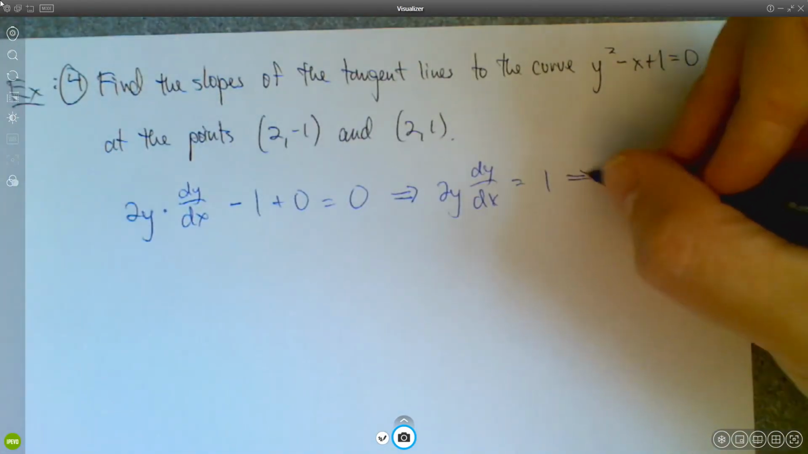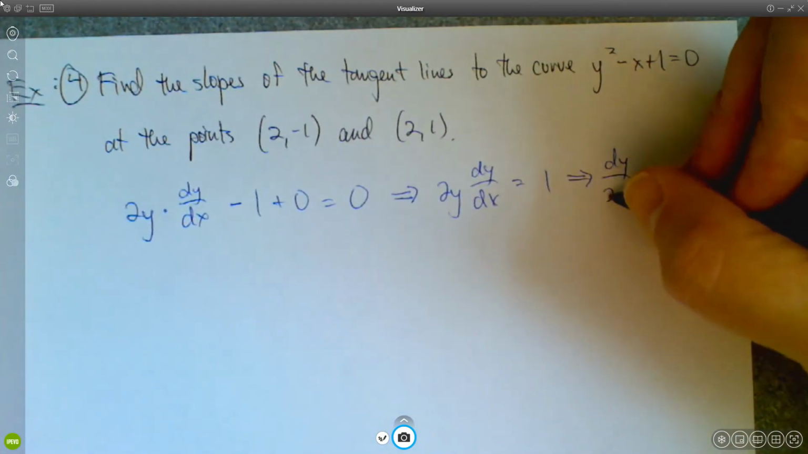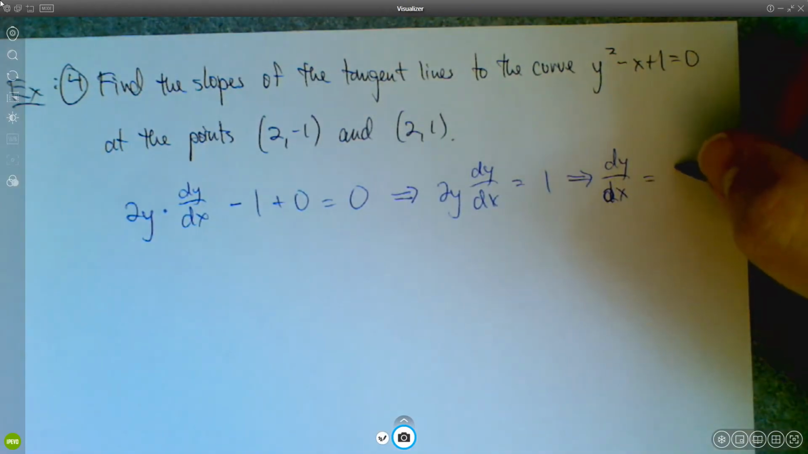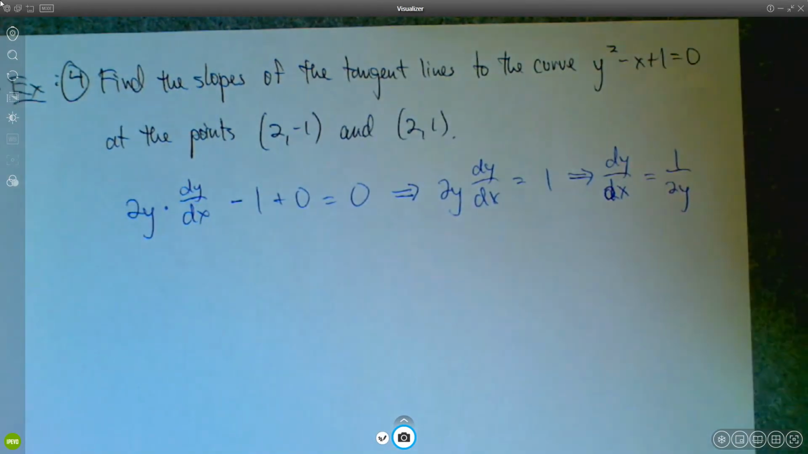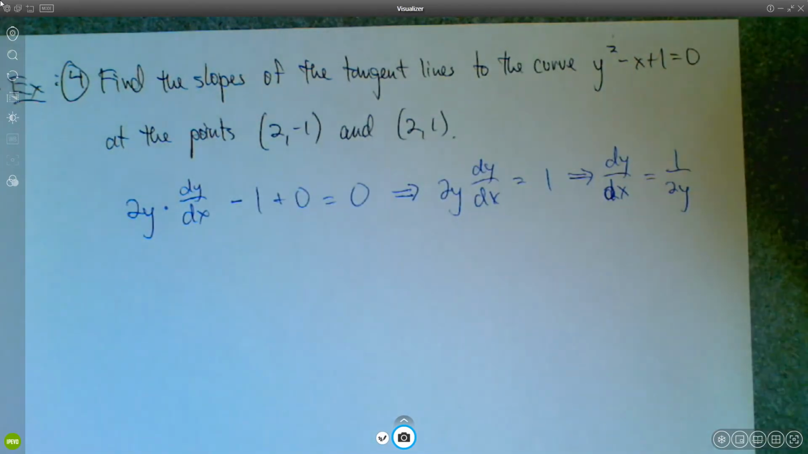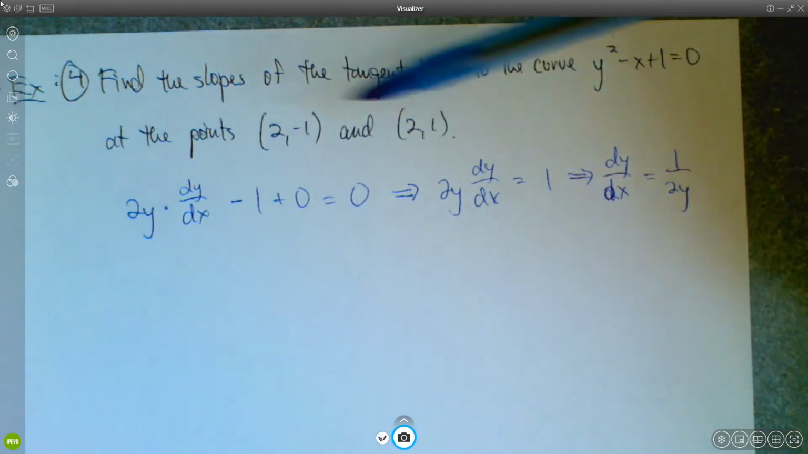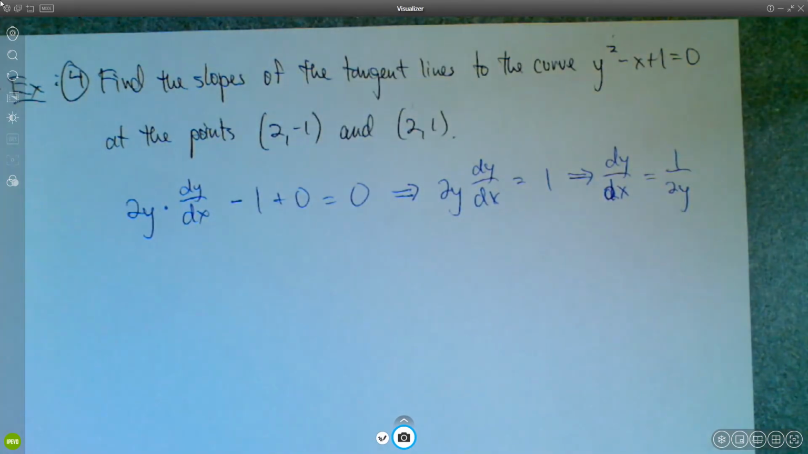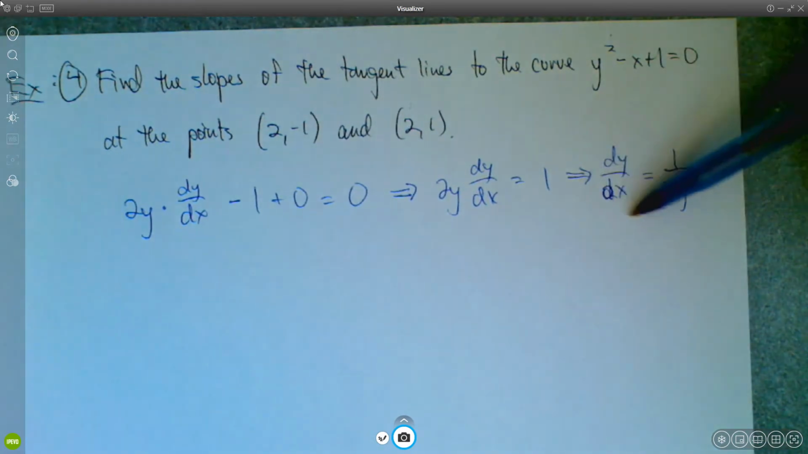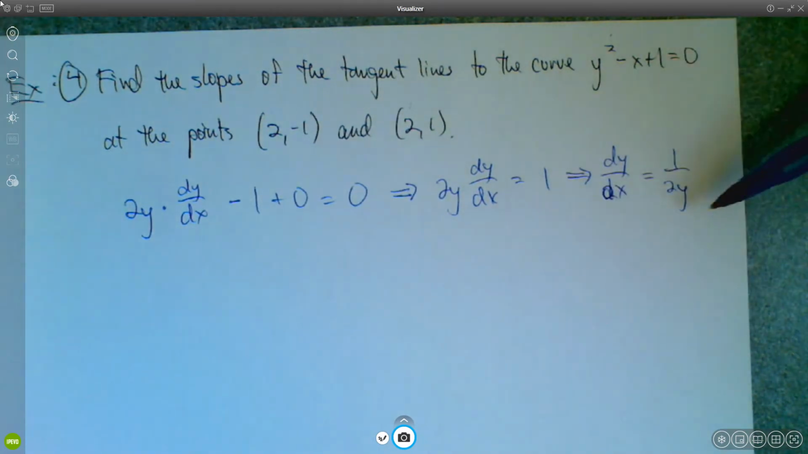We see that dy/dx is going to be 1 over 2y. Oh, that's very interesting. Did I make a mistake somewhere? 2y dy/dx minus 1 plus 0. Yeah, no, that's correct. So you see the x coordinates don't even matter. It's just the y coordinates. The y coordinates are the only thing that are going to change the slope, right? Because this is the slope of the tangent line.